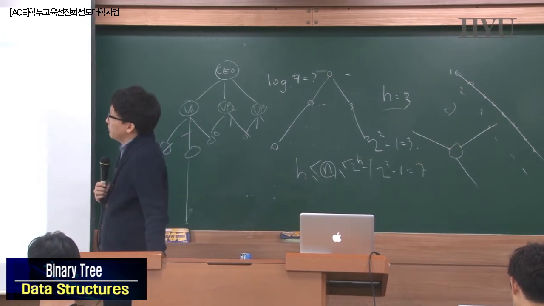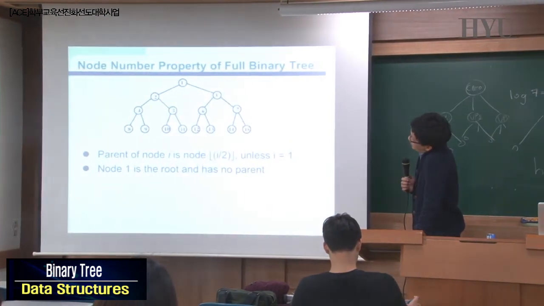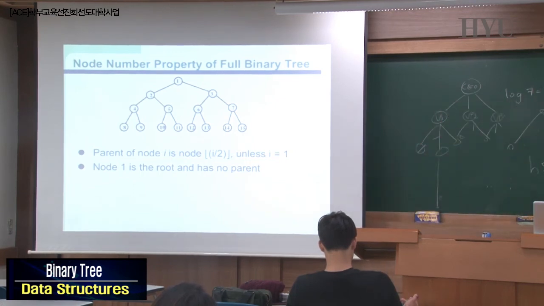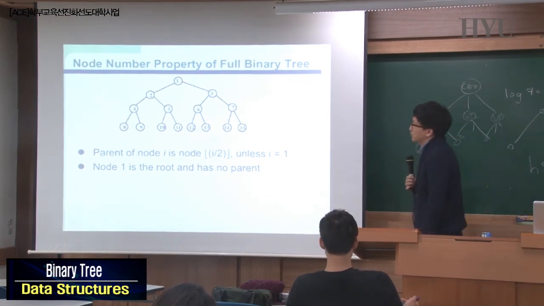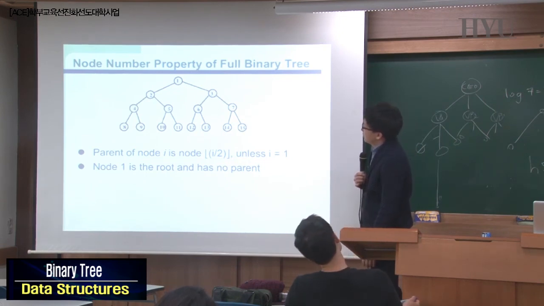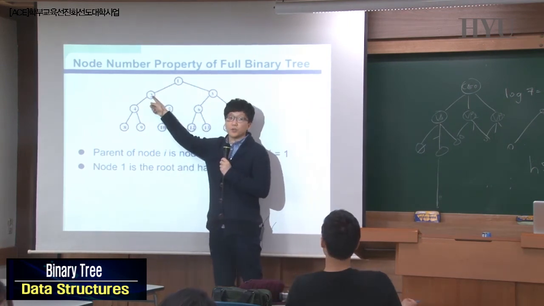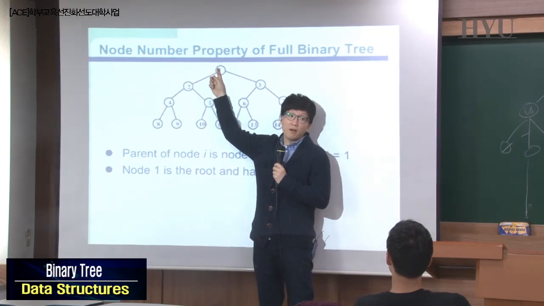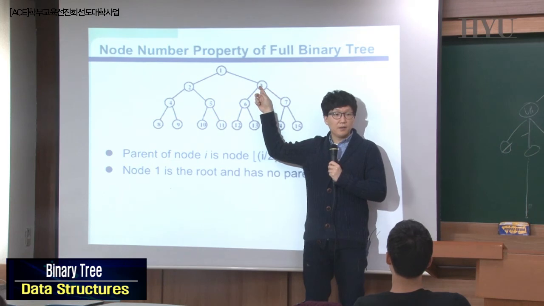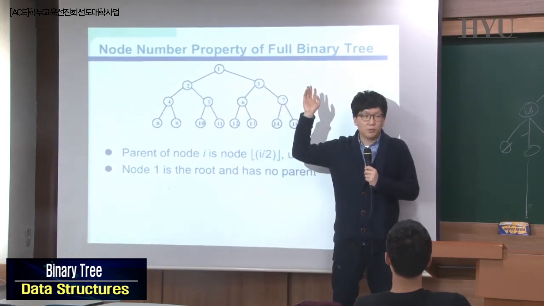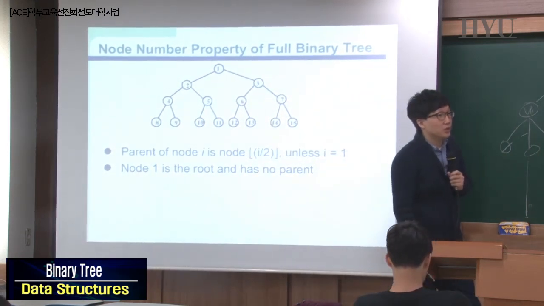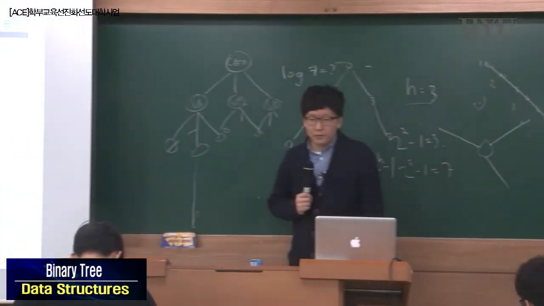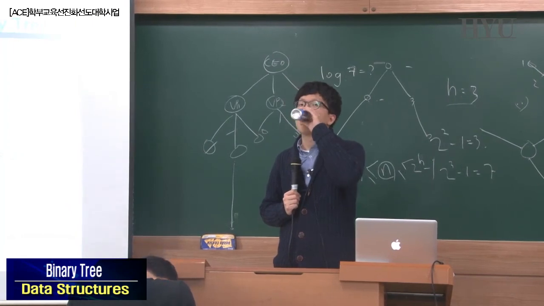Node number property of a full binary tree. Parent of node i is node i divided by 2, floor, unless i is 1. Node 1 is the root, has no parent. For example, i is 2. In this case, divide by 2, it's 1. That's my parent node number. 3 divided by 2 is what? 1.5. I take the floor, throw away the 0.5, 1. You can always find the parent node number in that way, right? Because this is a full tree, you can always do that. Obviously, node 1 has no parent. I don't have to mention that.